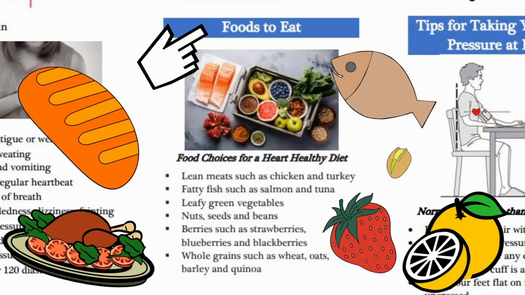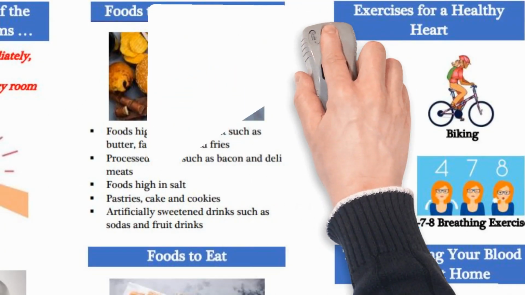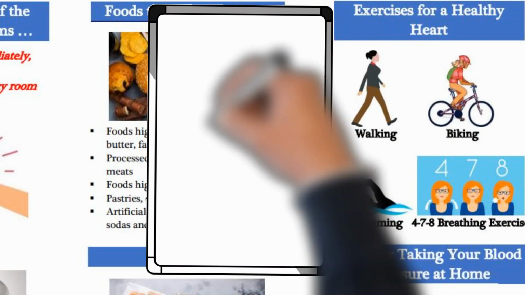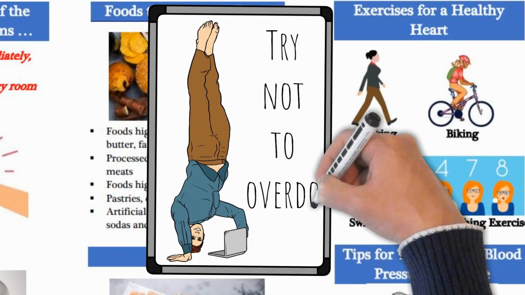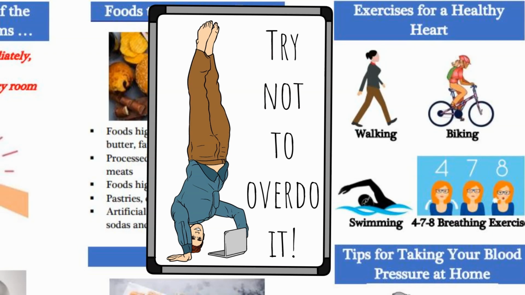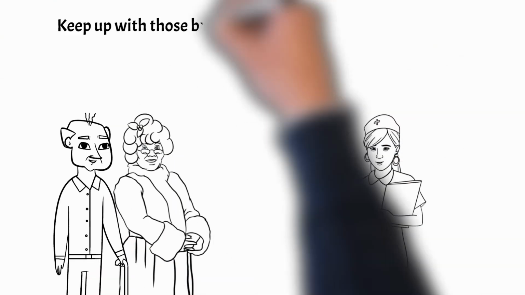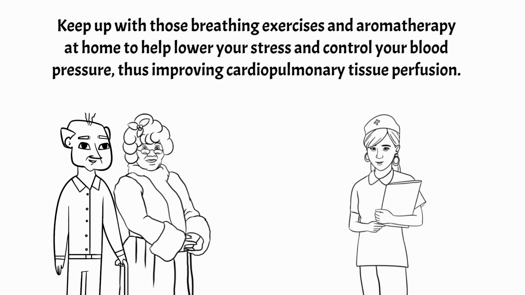Sure is. And finally, engaging in low-intensity aerobic exercises such as walking, dancing, or housework for at least 30 minutes a day can help improve cardiovascular function. Keep up with those breathing exercises and aromatherapy at home to help lower your stress and control your blood pressure, thus improving cardiopulmonary tissue perfusion.